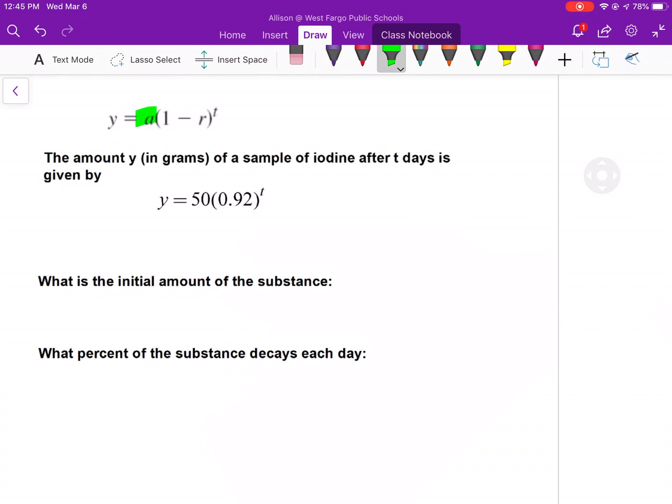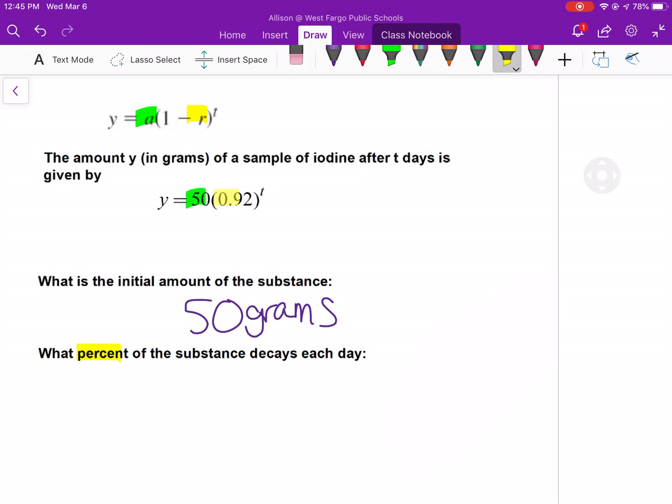Well, remember that in our equation, A represents the initial value. So if we look at our model, 50, and it's in grams, so 50 grams will be our initial amount that we had. What percent of the substance decayed each day? Well, in our model, this rate is what tells us what percent decreased each day.